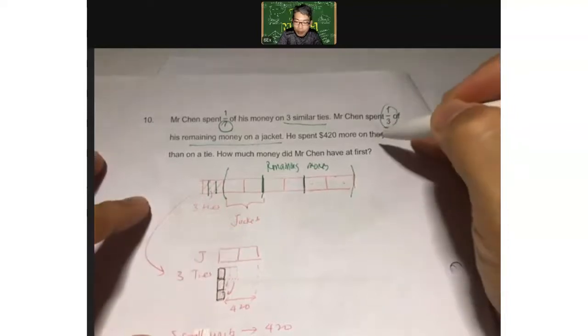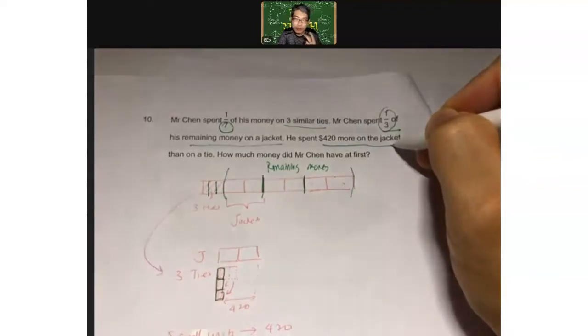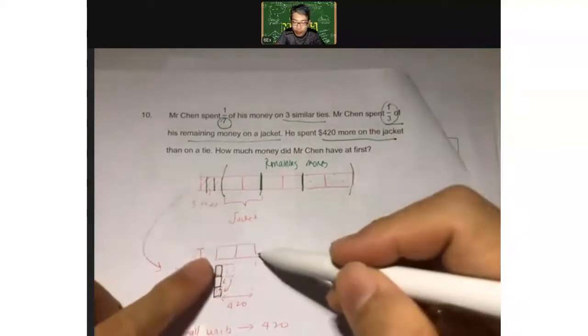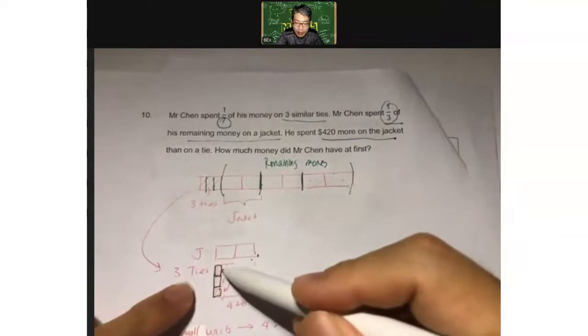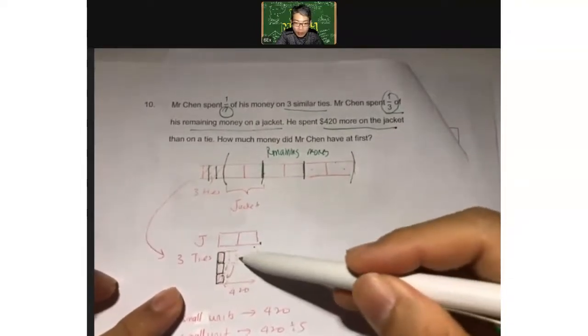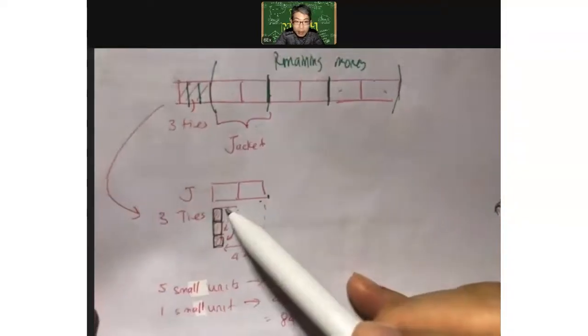Okay, we know that he spent more money on the jacket than on the tie. So it's a more-than kind of model. I need a stacking model to see this clearly. So I redraw my jacket here, 2 parts, 2 parts. And my 3 ties, I reorganize them this way, 3 ties. So you see, I can draw it this way, or I can move it down like this, okay?